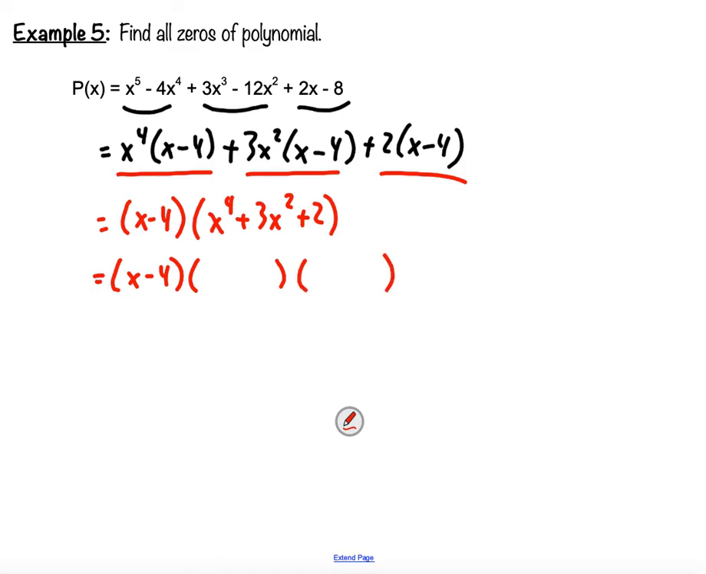What times what gives us x to the fourth? It'd be x squared and x squared. What multiplies to give us 2 and adds to give us 3? That'd be a 2 and a 1. So if you check your inners and outers, does that add to be 3x squared? Yes, it does. So we've got them factored. So now let's take each one of the factors there and set it equal to 0 and solve for x.